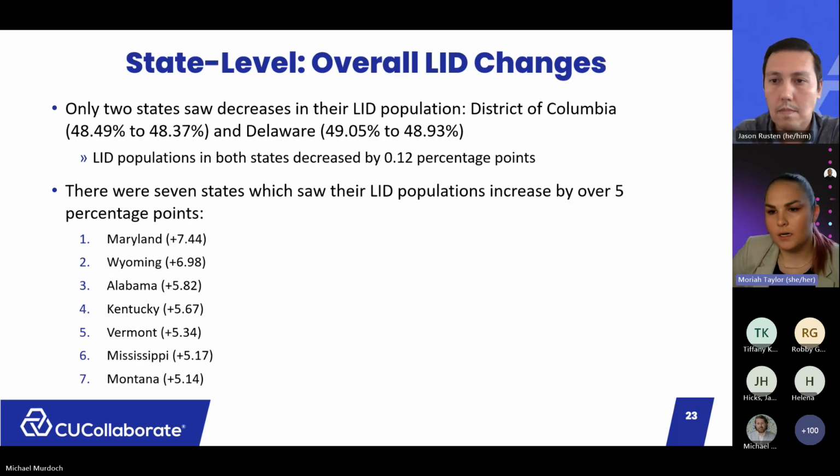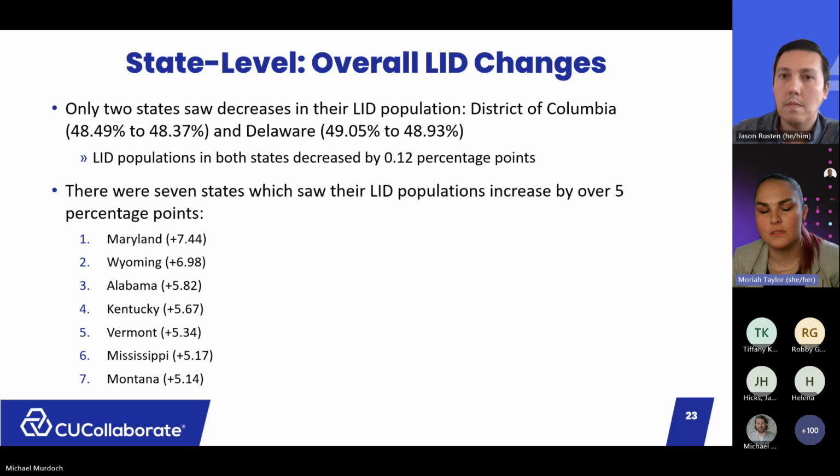So at the state level, good news, only 2 states saw decreases in their LID population percentage. Those would be District of Columbia, so DC, and Delaware, and both of them only saw decreases of 0.12 percentage points, so not a huge difference. There were 7 states which saw their LID populations increase by over 5 percentage points, listed here: Maryland, Wyoming, Alabama, Kentucky, Vermont, Mississippi, and Montana.